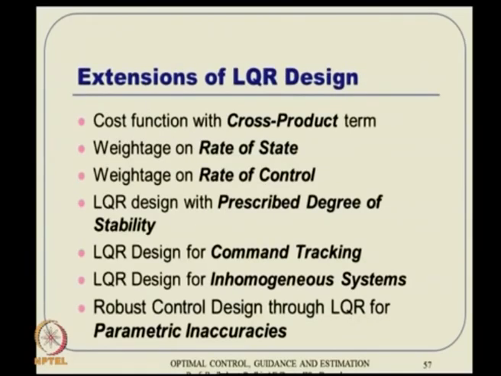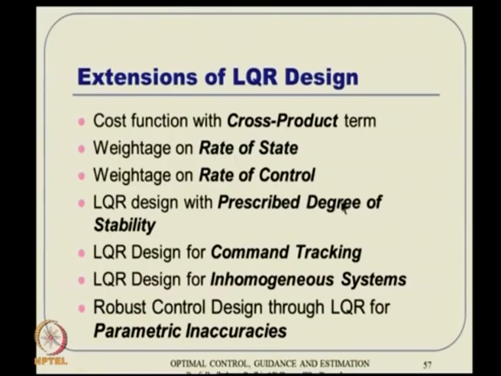Then we extended this LQR design to several concepts and ideas. First we did some cross product term, and then told how to reformulate the problem so that cross product terms can also be solved. Then we went to the rate of state constraint, or weightage on rate of state formulation, which essentially leads to the cross product term formulation again. So, it was possible to solve. We also saw weightage on rate of control, and what to do if it is there; it essentially led to PI sort of control. And then we had LQR design with prescribed degree of stability also, and then LQR design for command tracking.